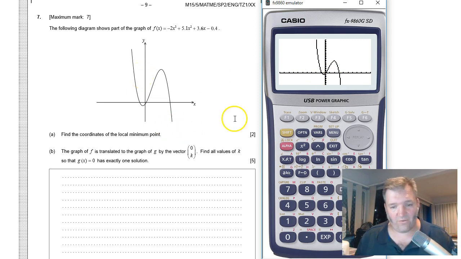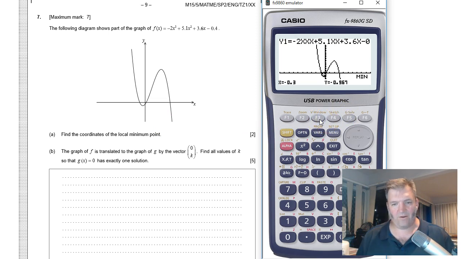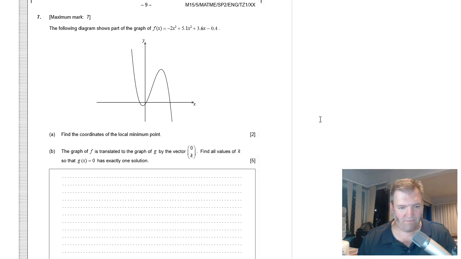I'm ready to go. Find the coordinates of the minimum. This was an easy point. G-solve, minimum. Got it. X equals -0.3 and Y is -0.967. So, write it down. -0.3, -0.967. Done. Pretty easy. You can just write that you use your calculator for it.